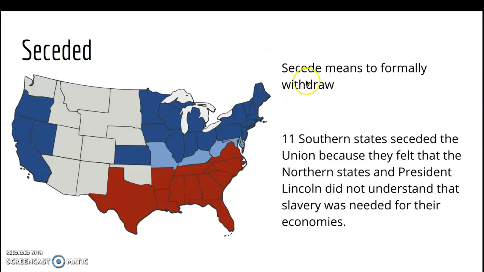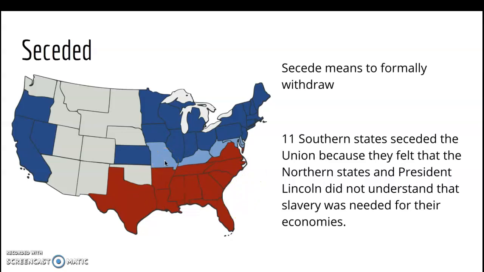So during the American Civil War, 11 southern states seceded from the Union because they felt that the northern states and President Lincoln did not understand that slavery was needed for their economies. Now, the difference between the two, the northern part of the country had a much higher population, and traditionally, a lot of these states were much more rich than the southern part. Now, the southern states felt that the northern part was kind of bullying them. Taking away slavery was like taking away their money and their business.